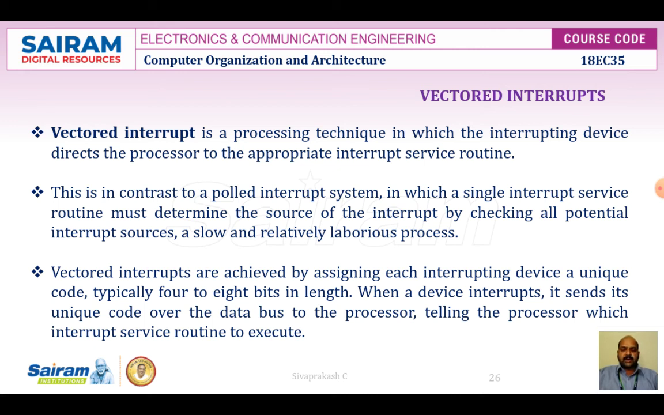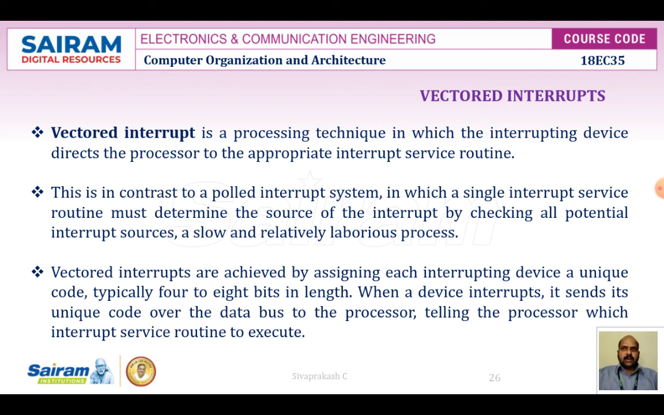Vectored interrupts are achieved by assigning each interrupting device a unique code, typically 4 to 8 bits in length. When a device interrupts, it sends its unique code over the bus to the processor, telling the processor which interrupt service routine to execute. Based on that, the processor starts executing the ISR. The special code indicates the starting address of the ISR. The code length ranges from 4 to 8 bits. The location pointed to by the interrupting device is used to store the starting address of the ISR. The starting address of the ISR is called the interrupt vector.